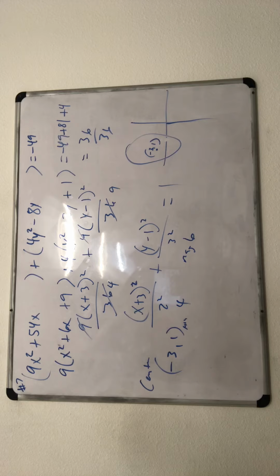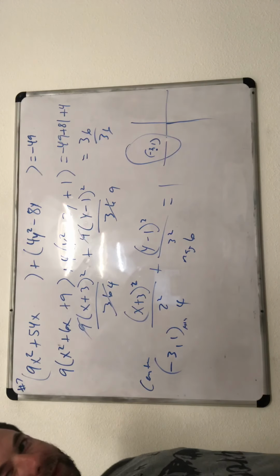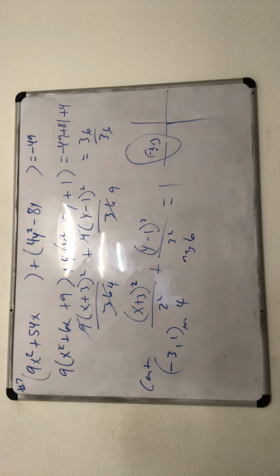The second part of this lesson is with a hyperbola, which you're going to do the exact same thing. Instead of graphing an ellipse, you're going to graph a hyperbola. So that is it for lessons 104, 105, and 106.